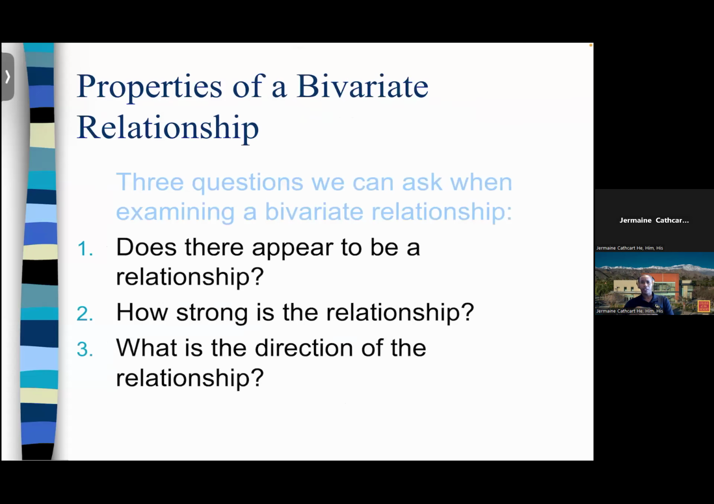Okay, so let's take a look at some of the properties of a bivariate relationship. When we're looking at a bivariate relationship, like I said, it's kind of like an eyeball test. Before we start looking at chi-square and the measure of association, the first thing that we're going to look at is, does there appear to be a relationship between two variables? If all the percentages are the same for the different categories of the independent variable, then there's probably not a relationship there, okay? But if there are differences, percentages that are different, maybe there's something there. So we want to see, is there a difference between the percentages?